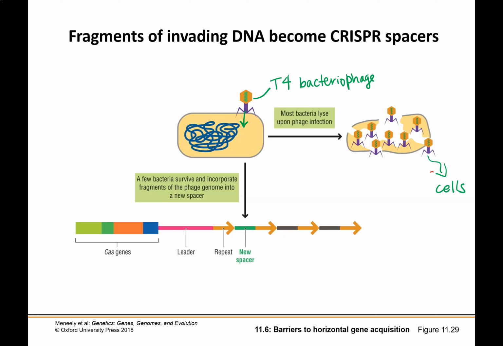But some of those bacteria are actually going to survive. They're going to recognize that this DNA has been inserted, and they're going to mount a defense against it. And if they survive, and this DNA is cut up, it can then be incorporated into a new spacer, so that the next time one of these bacteriophages infects the cell, it can recognize it much more quickly. This DNA here is going to act as sort of a guide for these Cas genes to recognize that viral infection and cut it much more quickly.